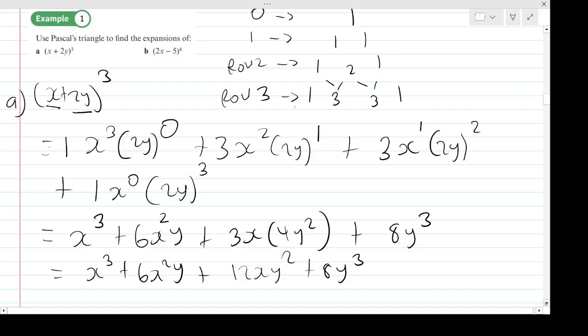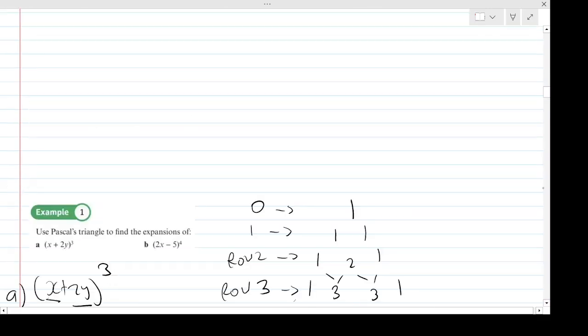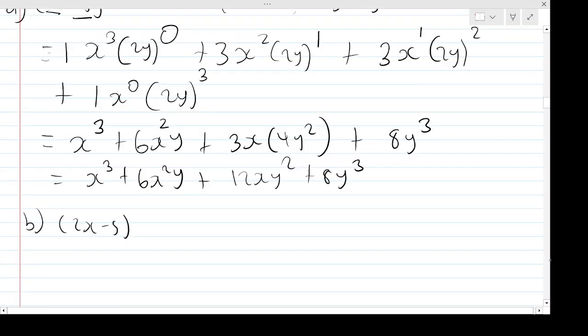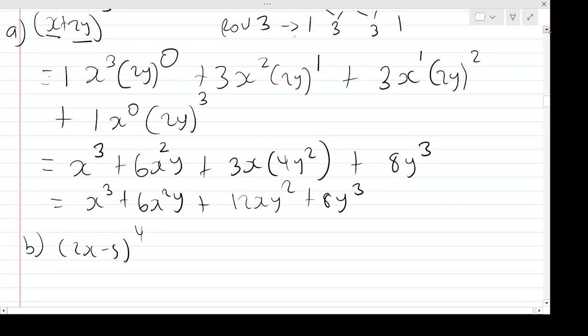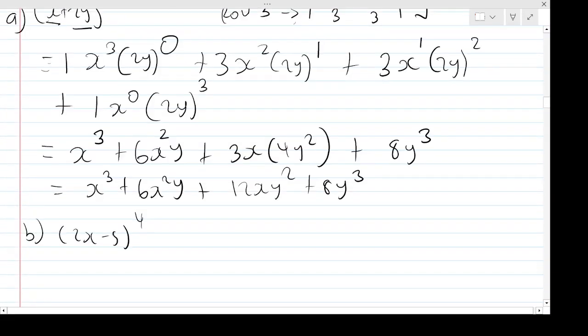Part B then says find the expansion of 2x minus 5 cubed, was it? To the power of 4. Okay. So we can reuse our Pascal's triangle we did already. So it was 1, 1, 1. Then it was 1, 2, 1. Then 1, 3, 3, 1. But that'd be row 3, if we start from 0, 0, 1, 2.